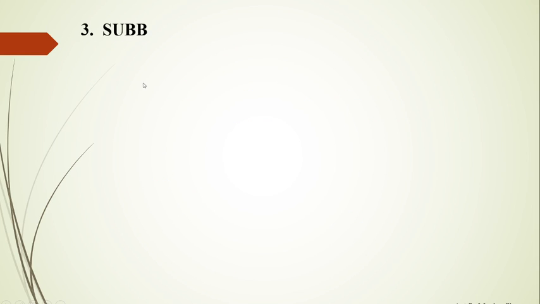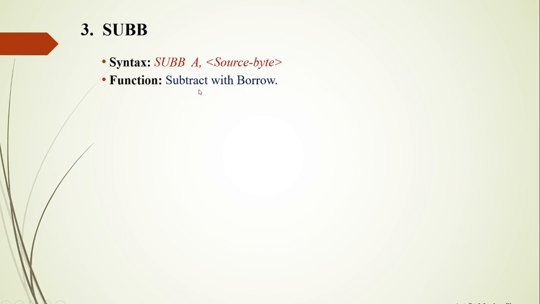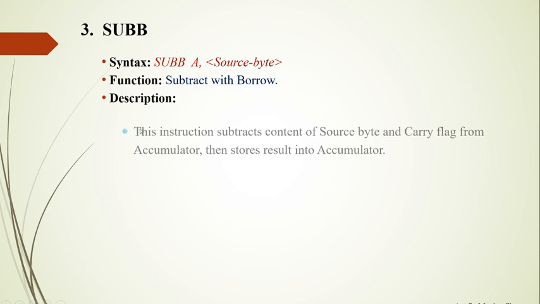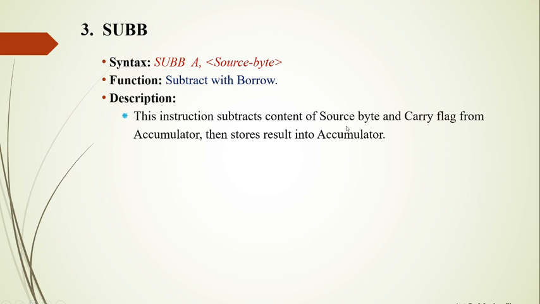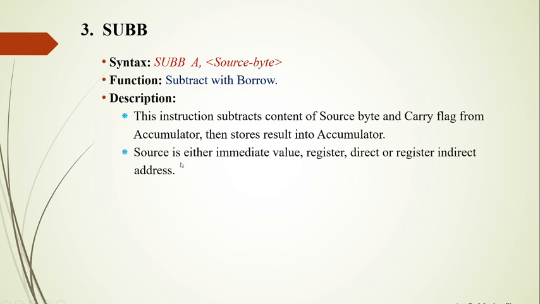Next instruction is subtract with borrow. The syntax is SUBB A, source byte. The function is subtract with borrow. This instruction subtracts the content of the source byte and the carry flag from the accumulator and then stores the result into the accumulator. The source is either an immediate value, a register, or a direct or register indirect address. During execution of this instruction, the overflow flag, auxiliary carry flag and carry flag may be affected.